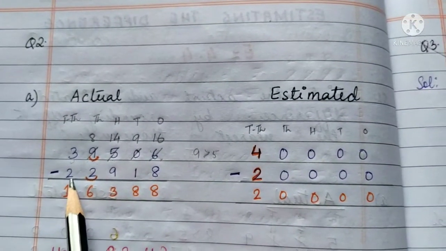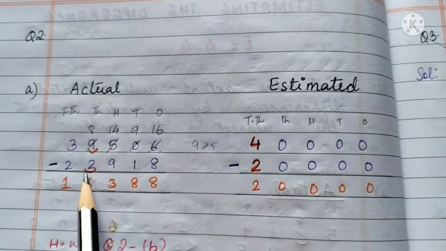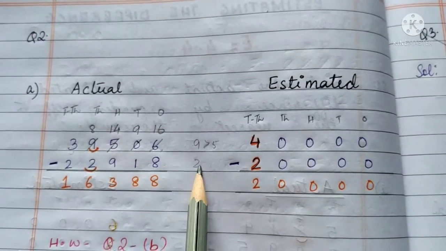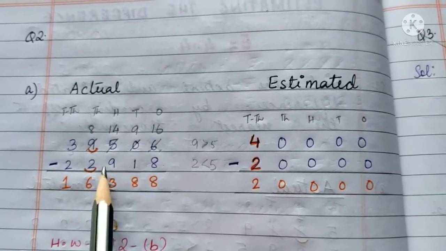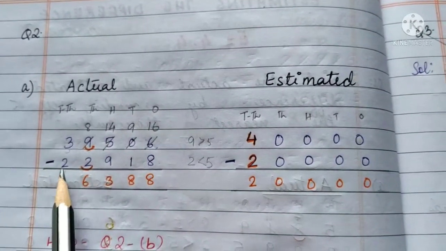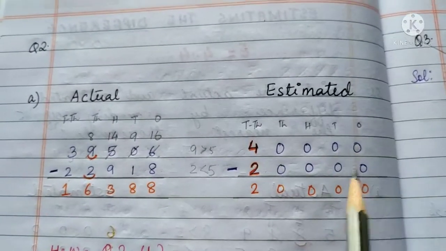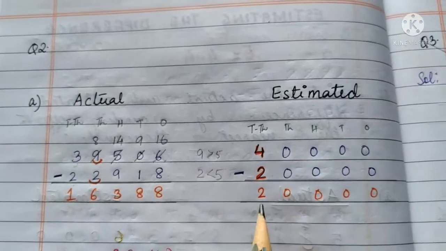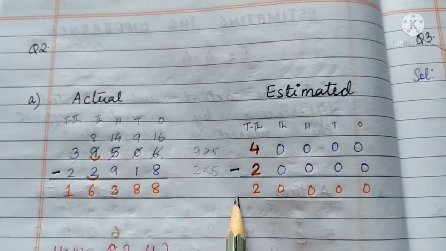Now the subtrahend is 22,918. So for 10,000s we check the digit at the thousands place. Here it is 2. 2 is smaller than 5. So the digit at the 10,000s remains unchanged. So it will be 20,000. So the actual difference is 16,388 and the estimated difference is 20,000, which are quite close to each other.